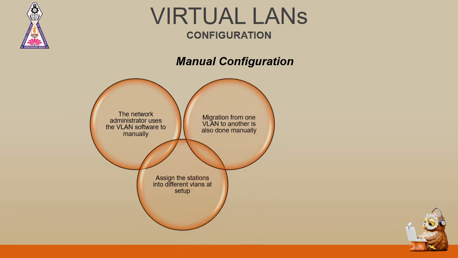Whenever a station migrates from one virtual LAN to another virtual LAN, the membership details are entered manually by the system admin. Once again, we have to be very clear: the migration is in a logical way, not a physical way. We are not changing the physical wiring. We are just changing the virtual LAN membership of that station from one virtual LAN to another.